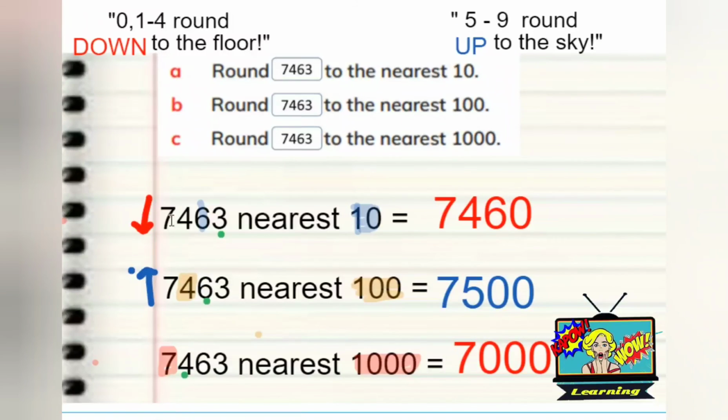Okay, so that is how you round. 7,463 rounded to the nearest 10 is 7,460. 7,463 rounded to the nearest 100 is 7,500. And 7,463 rounded to the nearest 1,000 is 7,000. That is how you round to the nearest 10, 100, and 1,000.